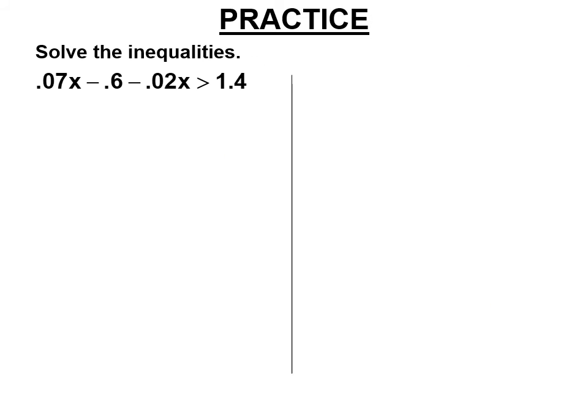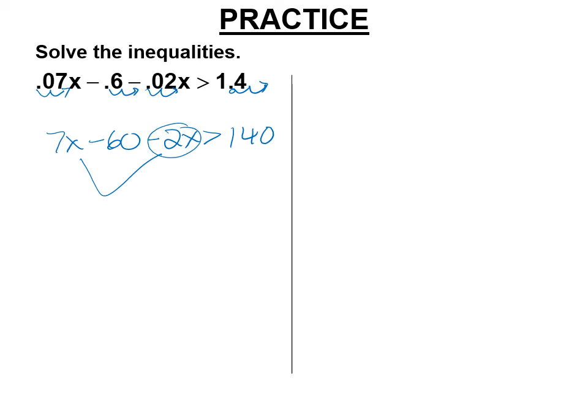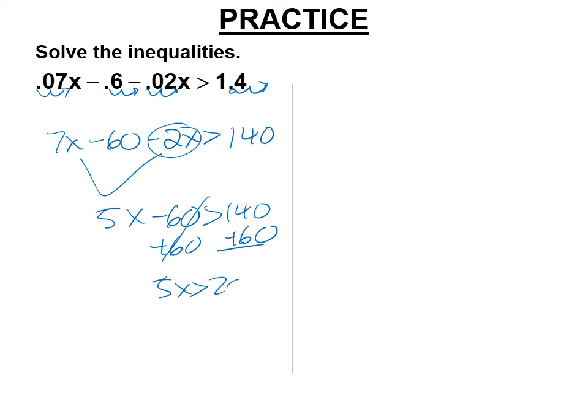So let's practice. Let's clear our decimals here. So I'm going to move them twice here. That means I'm moving it twice here, and twice there. So we get 7x minus 60 minus 2x is greater than 140. I've cleared my decimals. 7x minus 2x is 5x. 5x minus 60 is greater than 140. Add 60 to both sides. 5x is greater than 200. Divide both sides by 5. And x is greater than 40.